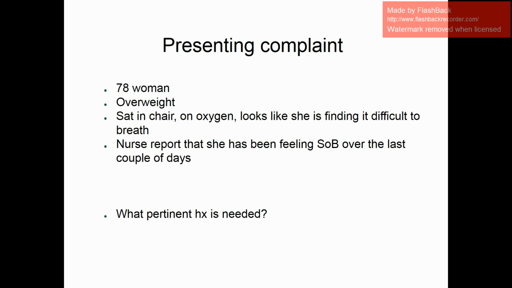So, let's begin. Each case begins with a slide on the presenting complaint and the patient sitting in front of them. The first person in the group will be asked to interpret this information and ask what pertinent history is needed to elaborate upon the initial presentation, in this case, feeling shortness of breath.